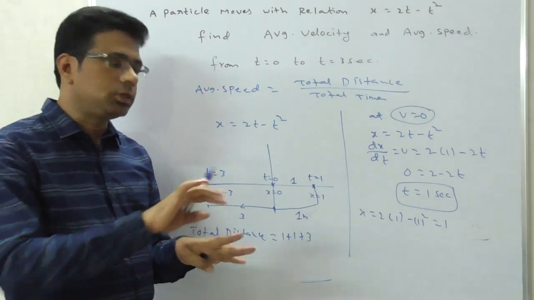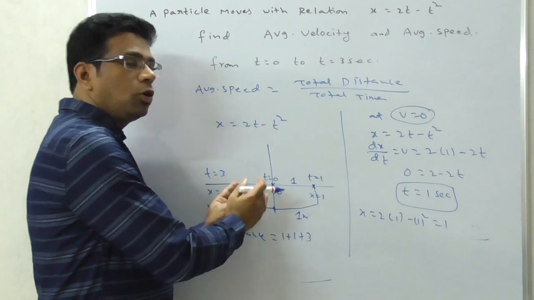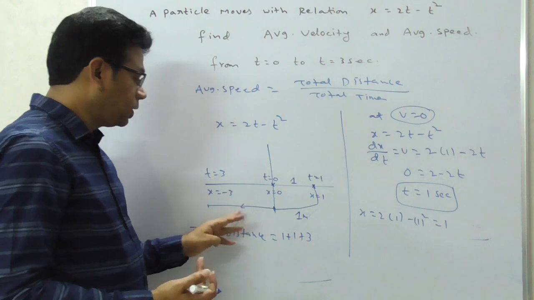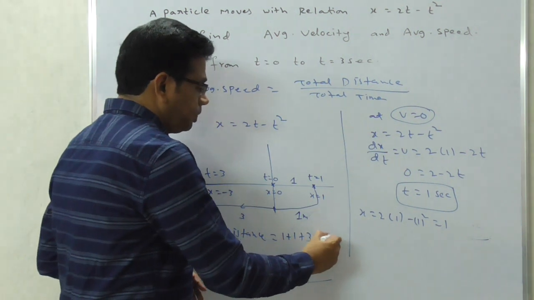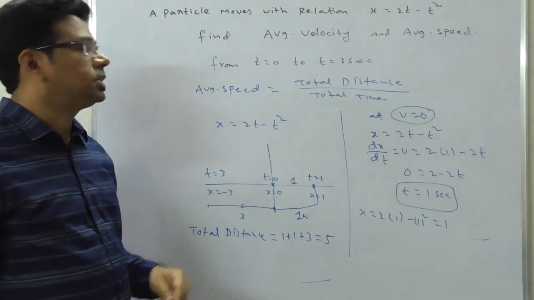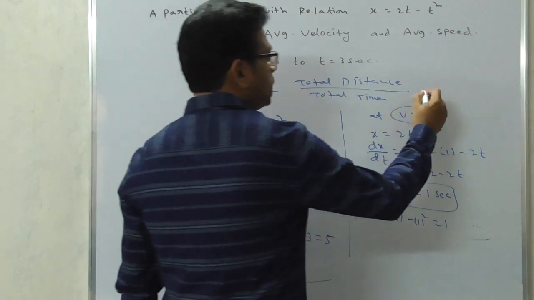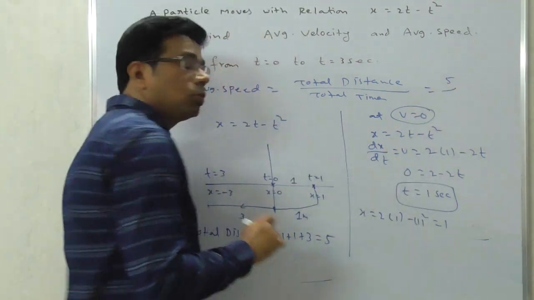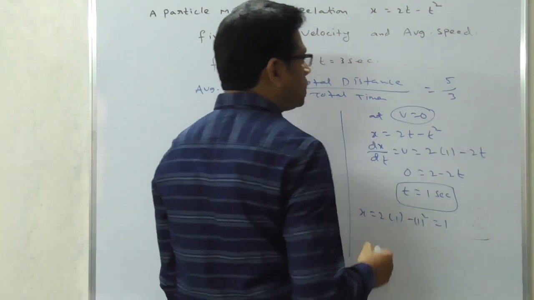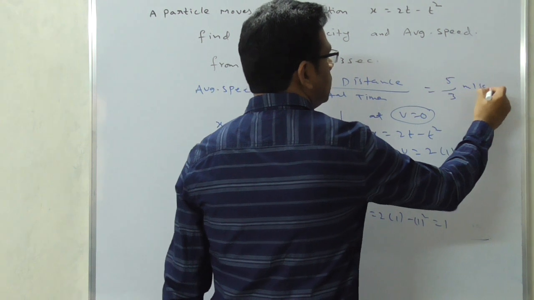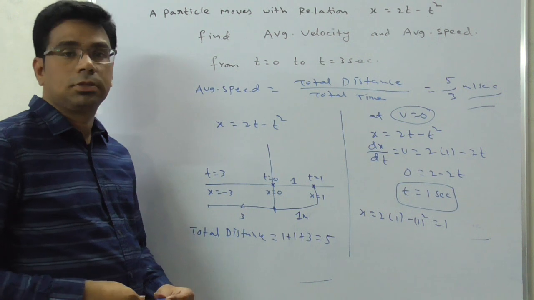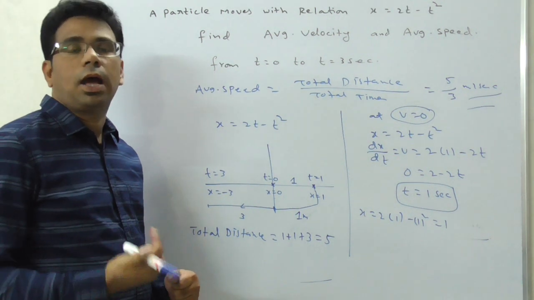At velocity equal to 0, the particle takes a turn. Therefore, from 0 to 1 it moves. After that again it comes back 1. So total 1 plus 1 and 3. So total distance here is 5. Now you can write the average speed formula. Average speed equals total distance by total time. Now what is total distance? That is 5. And what about total time? 0 to 3, that is 3 seconds. Therefore, what is your answer? 5 by 3 meter per second. So a very important model for your objective exams, average speed as well as average velocity.